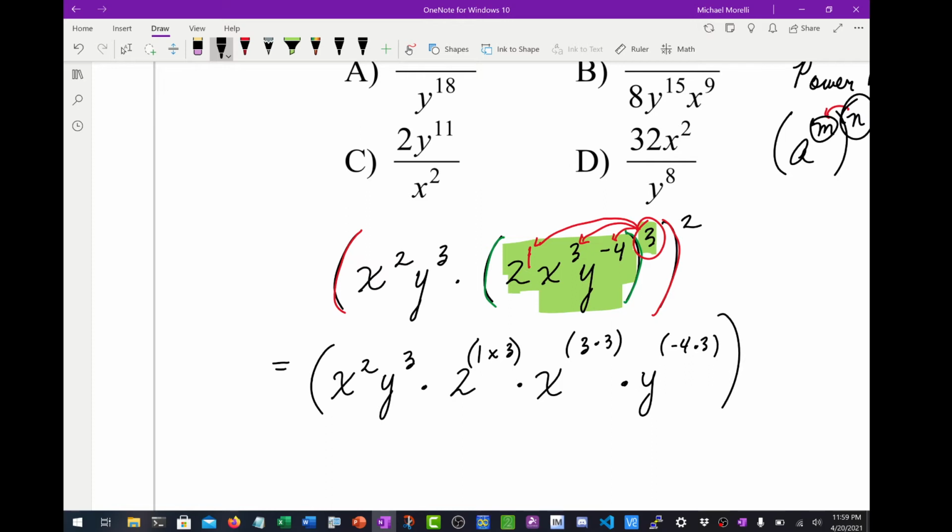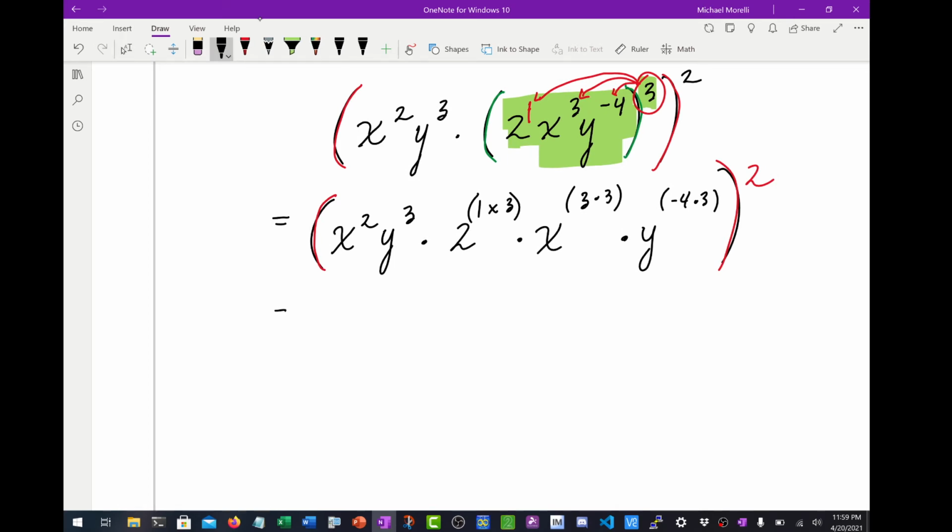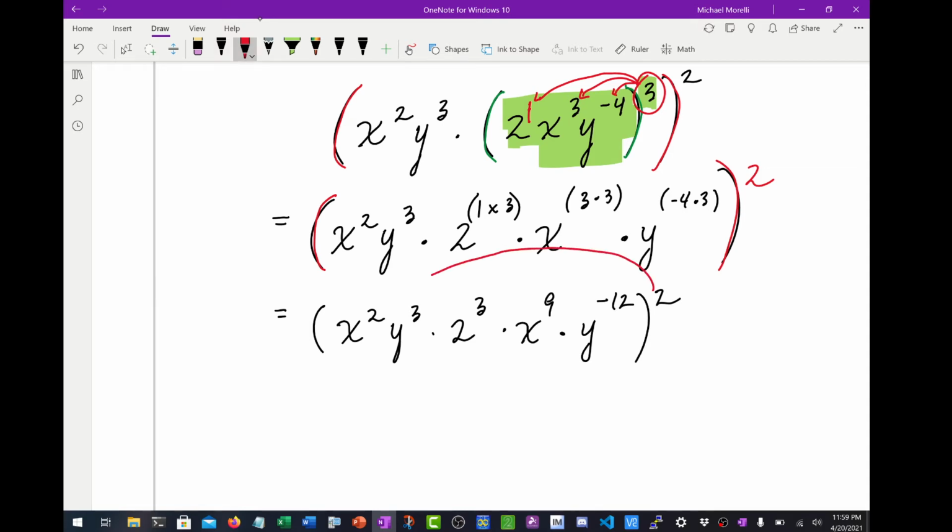Okay, and then this closes the original parentheses off, and we're going to square the whole thing. All right, so we're going to need to do some cleanup work here. This is going to equal, open parentheses, x squared y cubed times 2 to the 3rd power times x to the 9th power, 3 times 3 is 9, times y to the negative 12th power, negative 4 times 3 is negative 12. And I'm going to square that whole thing. Well, now I'm going to reapply the power rule and multiply that 2 times every exponent inside the parentheses.